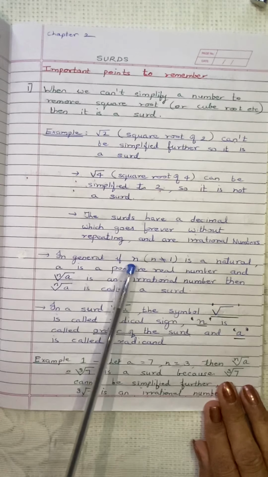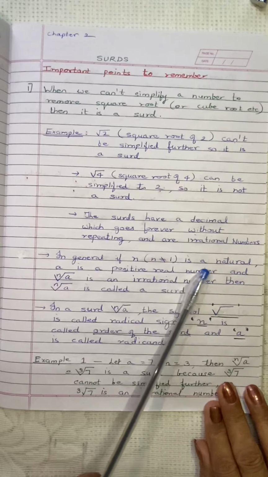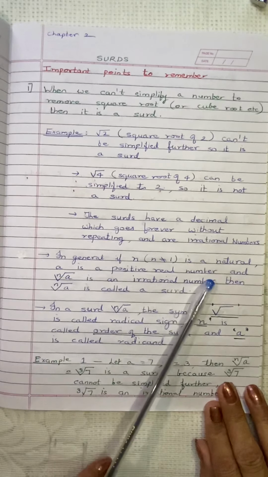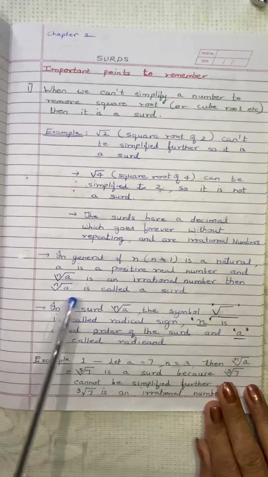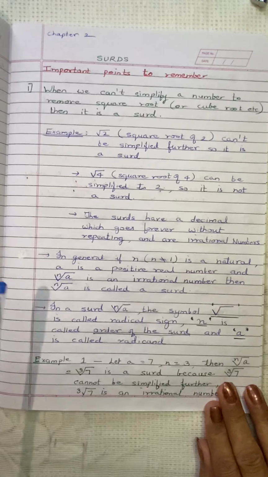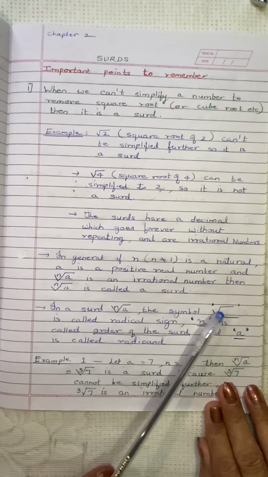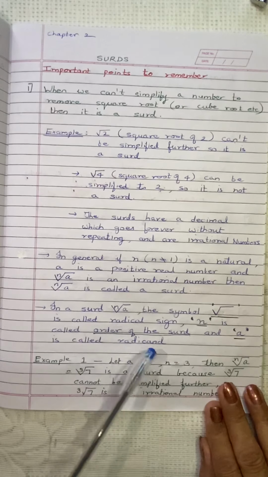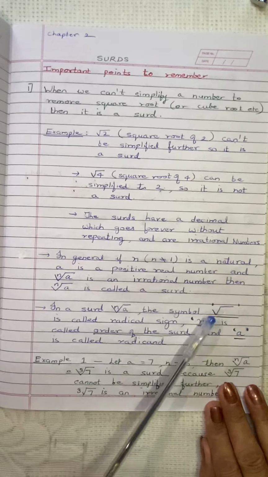In general, if n is a natural number not equal to 1, a is a positive real number, and n root a is an irrational number, then n root a is called a surd. In a surd, n root a, the symbol is called the radical sign, n is called the order of the surd, and a is called the radicand. That is, this a is called the radicand, this is the radical, here it is shown.